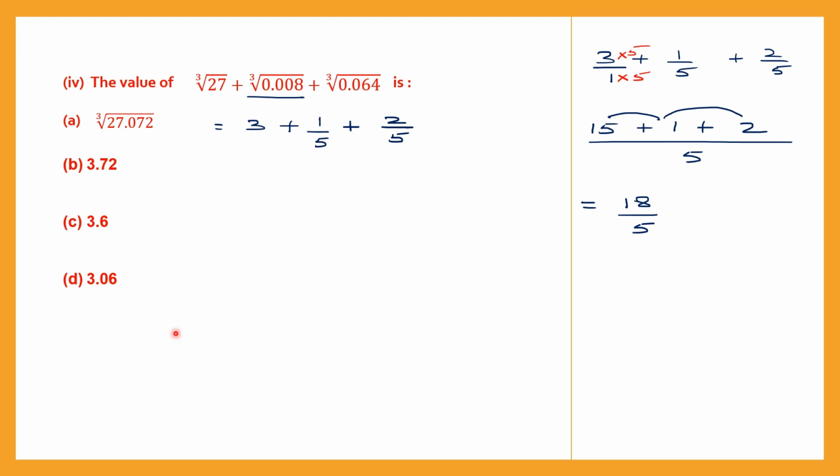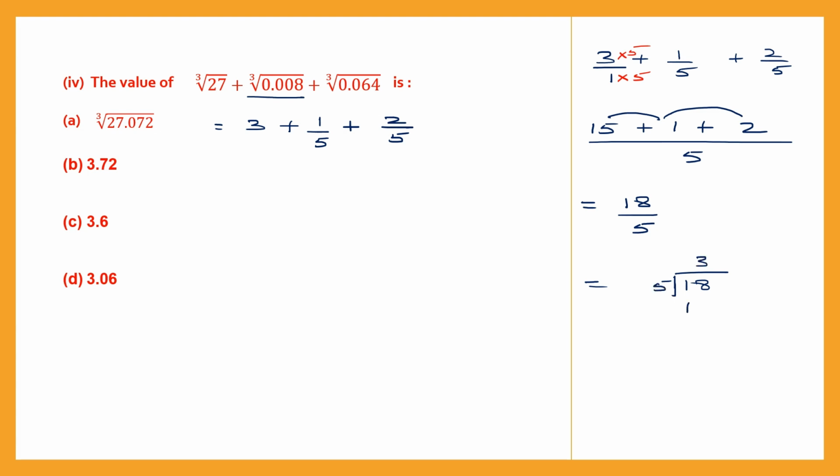Now look out for your options and see whether you have 18 by 5 anywhere. You don't have. So can you see they're all decimal numbers? That means we're going to convert this to a decimal number. So let's divide 18 by 5. We're going to divide this by 5.